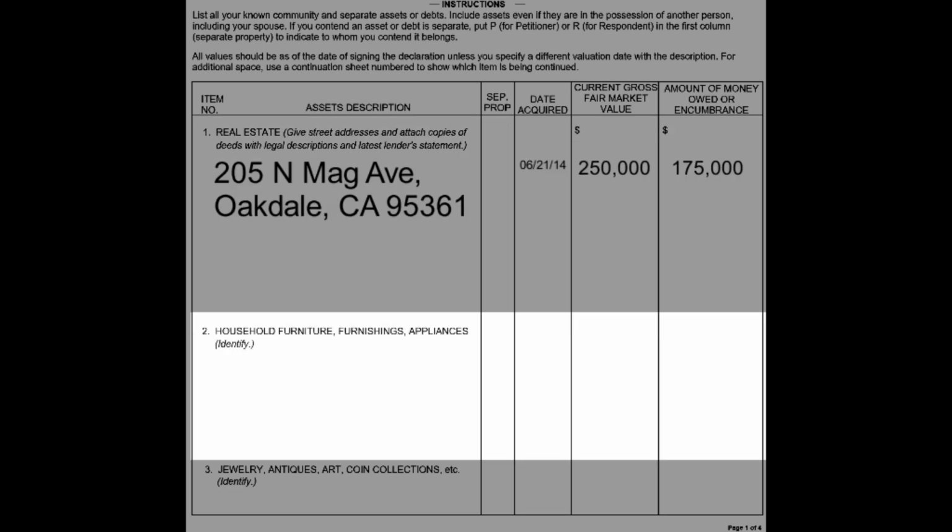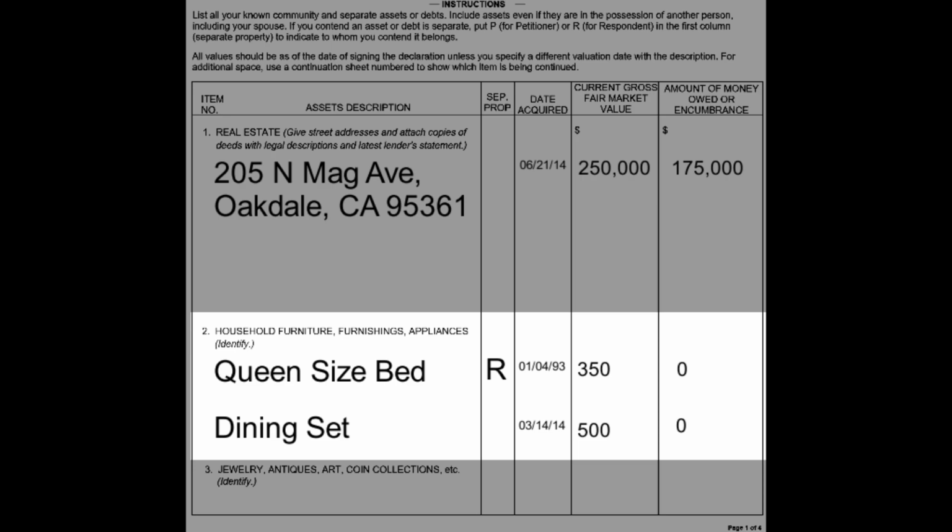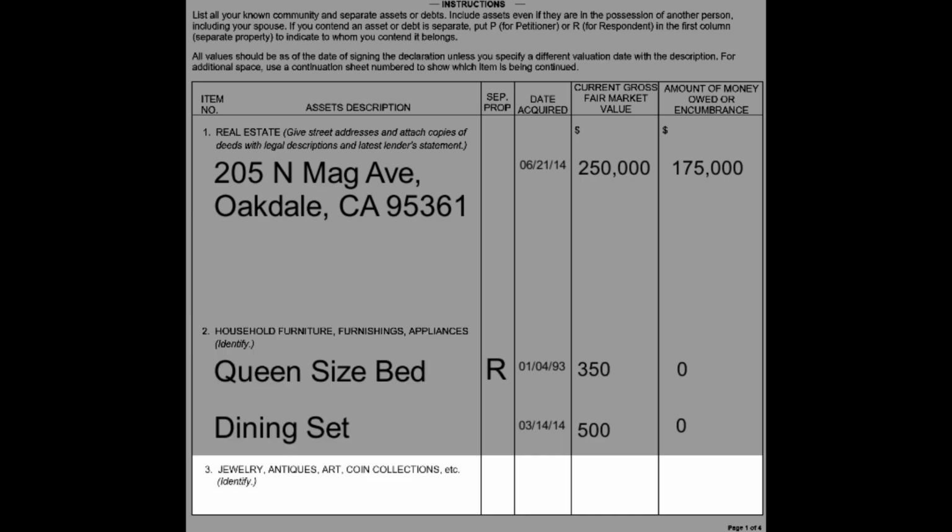Item 2. Household furniture, furnishing, appliances. The respondent owned a queen-size bed before the marriage and it will be contended as their property, so an R will be put in the separate property column. Item 3. Jewelry, antiques, art, coin, collections, etc. This can be any type of collection that has monetary value. List whose property it was, the initial date acquired, and the current gross fair market value.